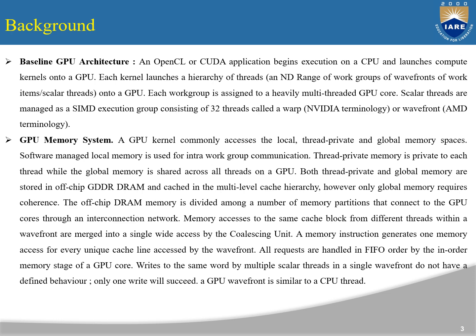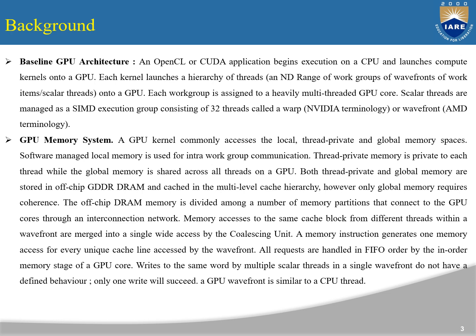GPU memory system. A GPU kernel commonly accesses the local, thread-private and global memory spaces. Software-managed local memory is used for intra-workgroup communication. Thread-private memory is private to each thread, while global memory is shared across all threads on the GPU. Both thread-private and global memory are stored in off-chip GDDR DRAM and cached in the multi-level cache hierarchy. However, only global memory requires coherence.